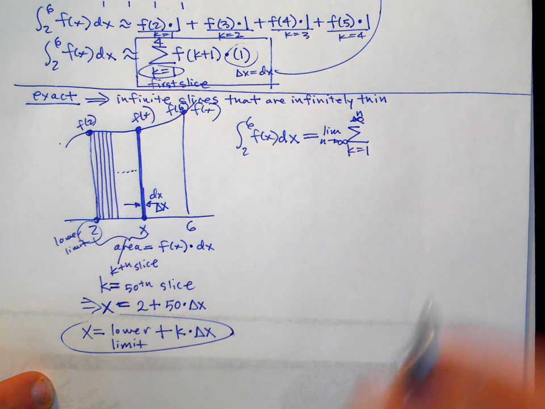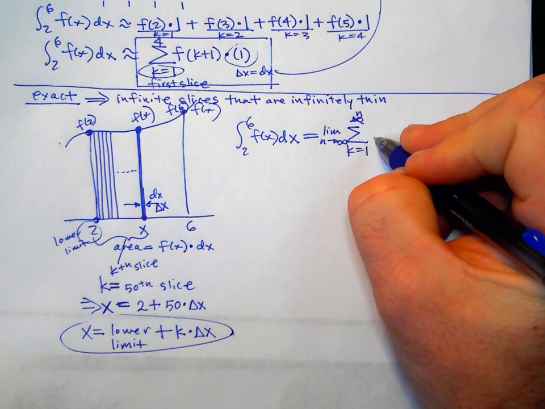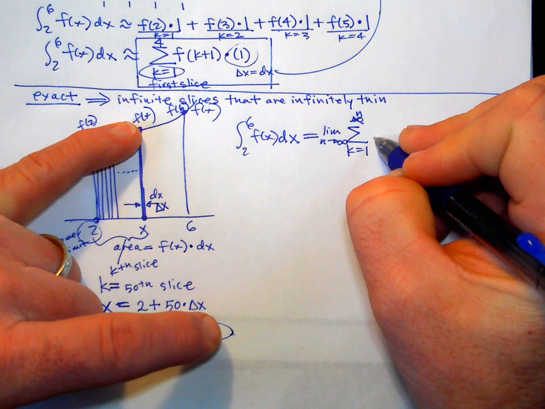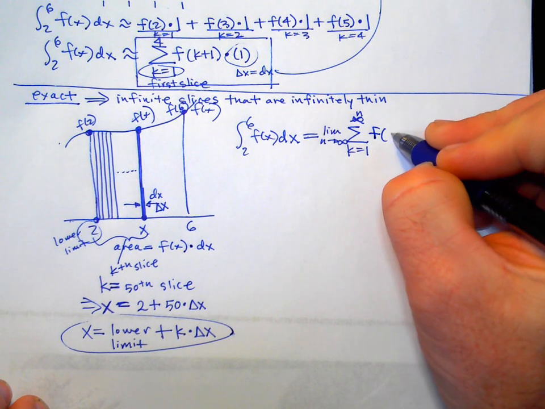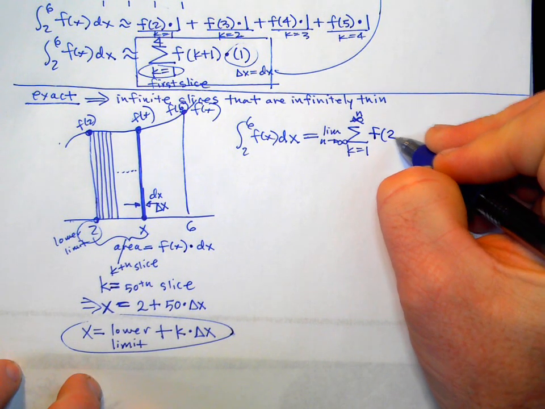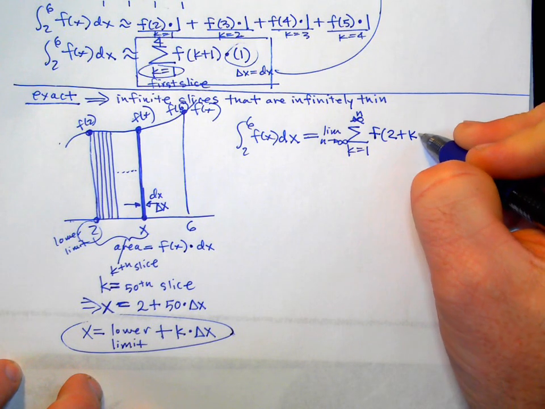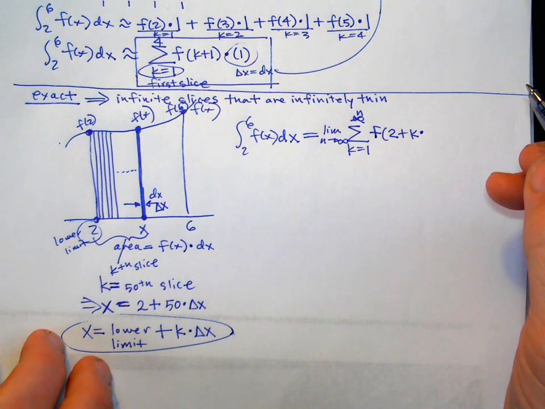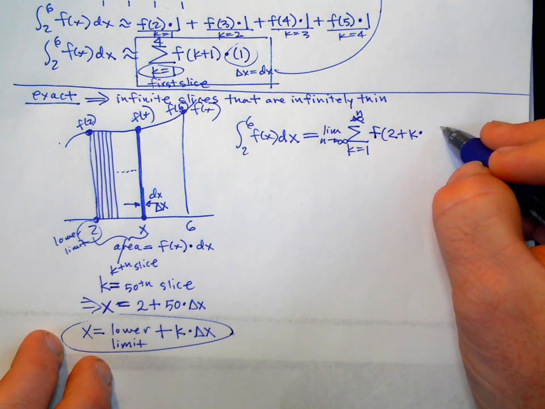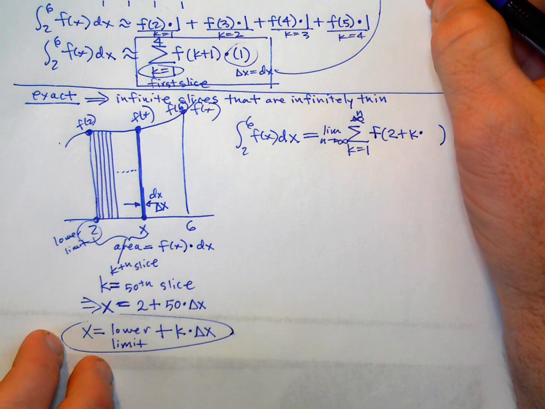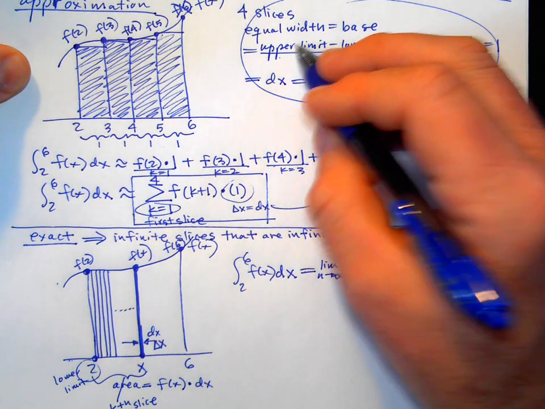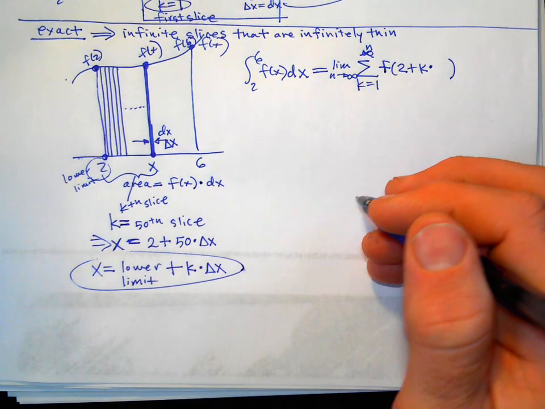And we want the height of each slice, which is going to be whatever the x coordinate is that we just figured out, plugged into the function. So it's going to be f of 2, the lower limit, plus k times the thickness of the slices. Now, the thickness of the slices, we're going to figure out the same way we just did up here when we said we wanted 4 slices. Top minus bottom divided by number of slices. Same idea here, but we're going to have infinite slices.